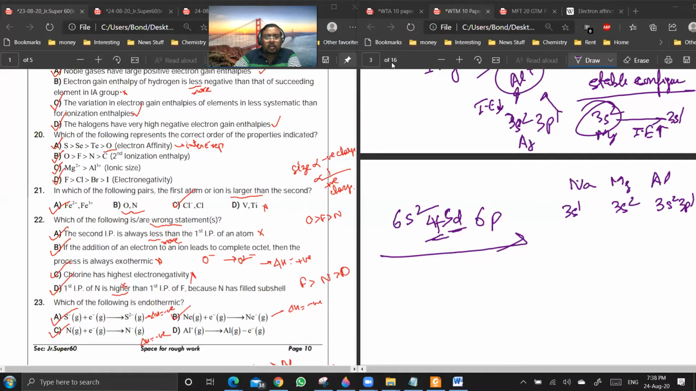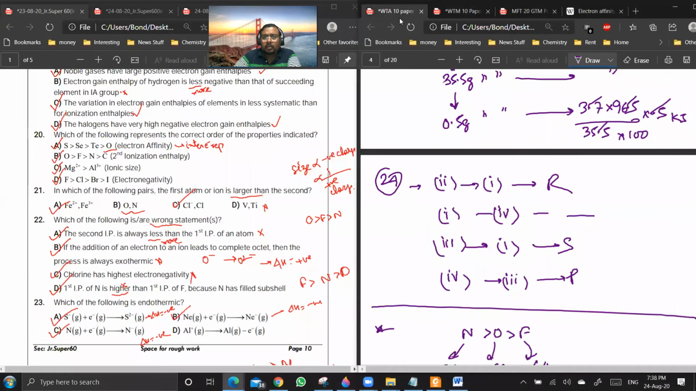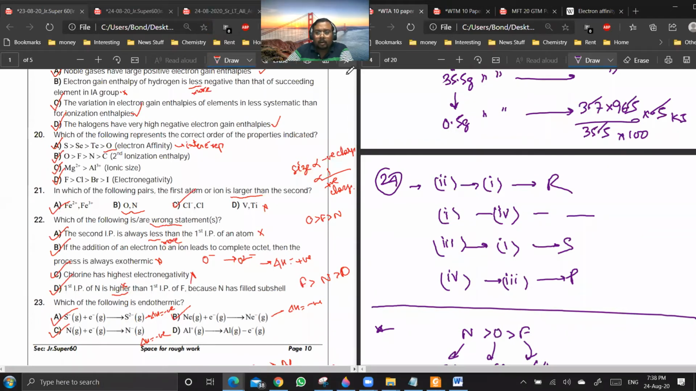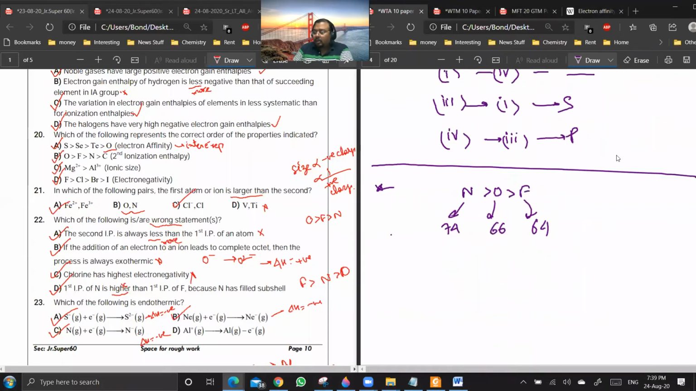This is the WTA paper, no? Now, in this paper, I have given oxygen greater than fluorine greater than nitrogen. That is not the correct one. They have rectified it in NCERT. Earlier NCERT had not rectified it, so even though I knew that this trend is incorrect, we had to follow NCERT for the exam pattern. But now NCERT has rectified it in the newest editions. So the order is nitrogen greater than oxygen greater than fluorine.